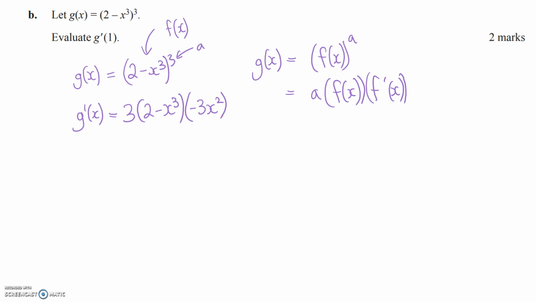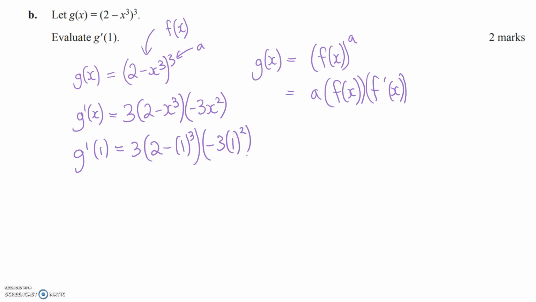Now, to simplify, I don't even need to simplify, to be honest. I can just go straight from here, because all I'm evaluating is g dash of 1. So I'm just going to sub this in from here, because I don't want to make any more mistakes than I need to by doing too many lines of working. So 2 take 1 cubed, multiplied by negative 3 times by 1 squared.